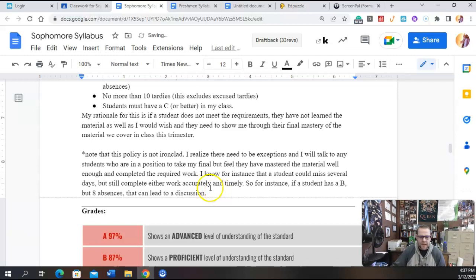I will say that my policy is not ironclad. I know that there's going to be exceptions. I know that there's going to be things that will come up, and a student will be like, well, Mr. Hanson, I have 8 absences. But I mean, I currently have a B in your class. I mean, I am doing my work when I'm gone, and that can lead to a discussion and a decision on my part. So that's more or less that. Okay.